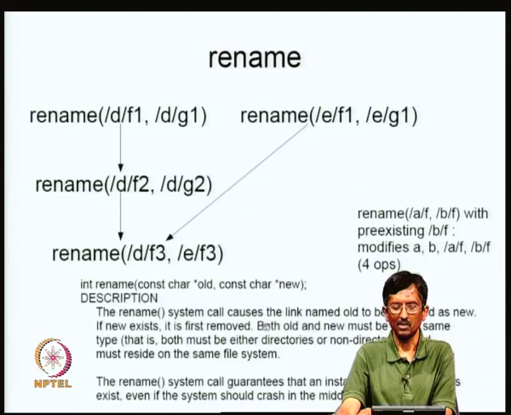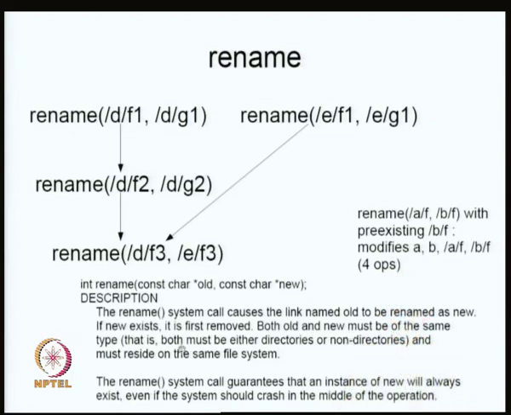Both must be directories, or both have to be files. They should reside in the same file system. There are also some guarantees about crashes: if the system crashes in the middle of the operation, you will have either the old or the new. So they have lots of conditions here, and you will find that anytime you do rename, it can touch multiple things.